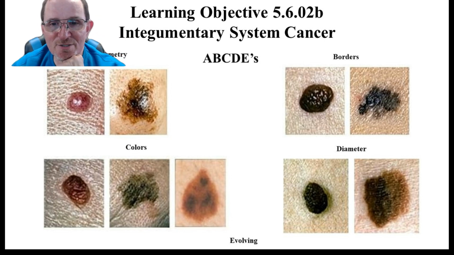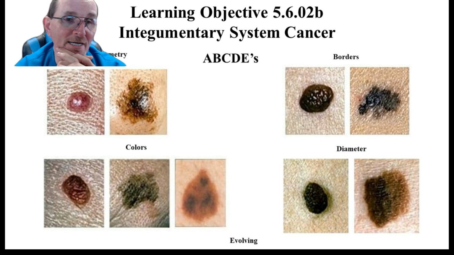The next thing is the borders. So that's symmetrical, that's asymmetrical. Those borders are pretty regular, but if you look at this, they're kind of erose. They've got all these grooves and so forth. The third thing is the colors. These guys can be blue, black, brown. They can have a variety of colors, and a lot of times they're multicolored. So if you've got a multicolored mole, you probably want to go to a dermatologist and let him look at it. Next thing is diameter.